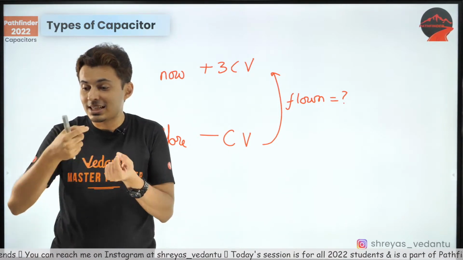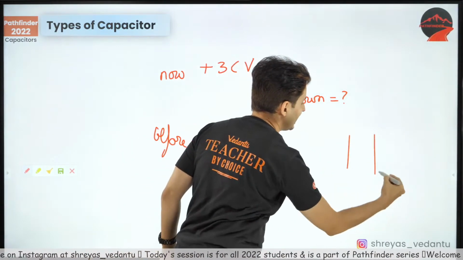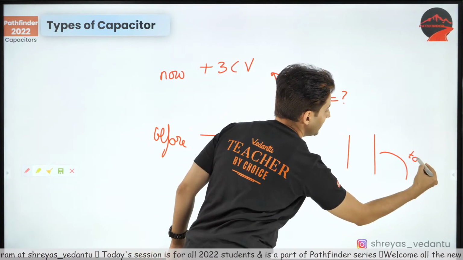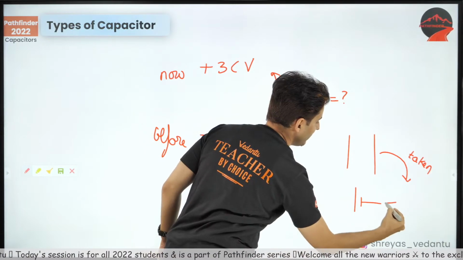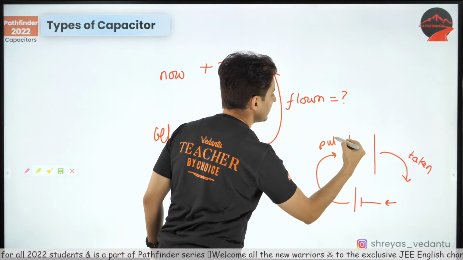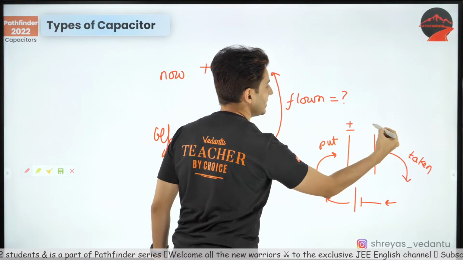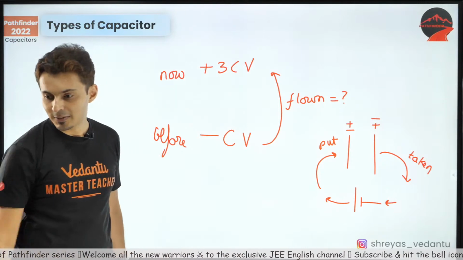Yes, Shyam, whatever charge flows will go through the battery only, right? Remember, this is the capacitor. It is taken from here, all right, it is taken from here. It will go through the battery and it is put over here. That's why that minus becomes plus and this plus becomes minus. I hope that is clear.